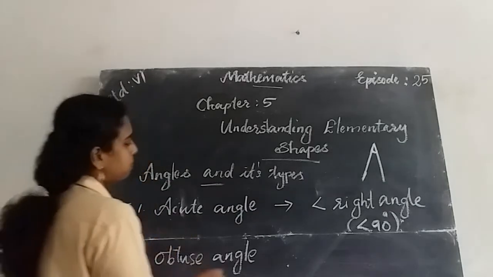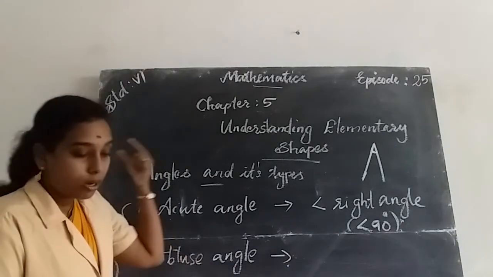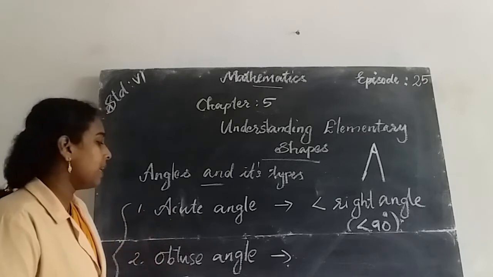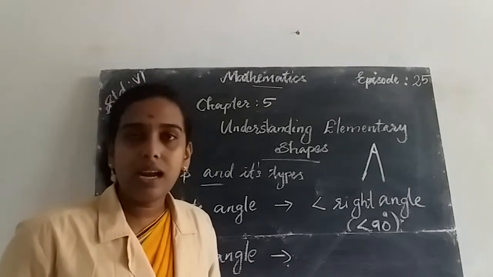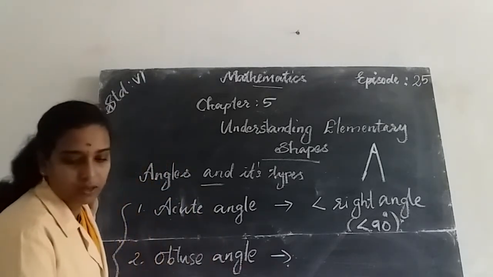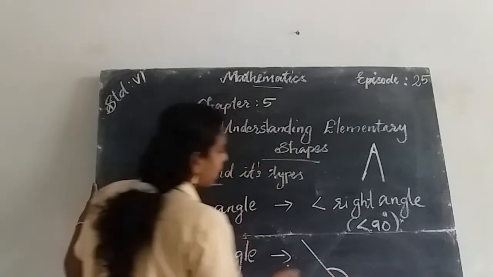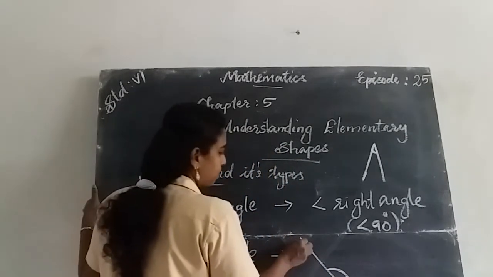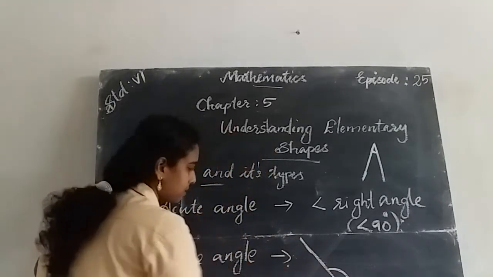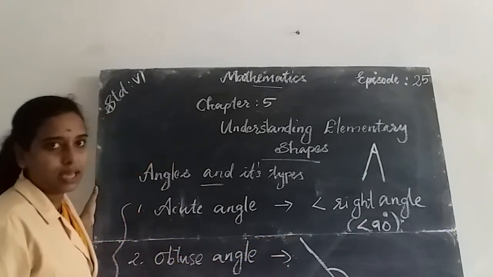Then obtuse angle. Obtuse angle means the angle measures more than 90 degree and less than 180 degree, which means the angle is greater than a right angle and less than a straight angle. If we draw an angle like this, it is not a right angle. This is more than 90 degree, and it is not a straight angle, it is less than 180 degree, and it is a type of obtuse angle.